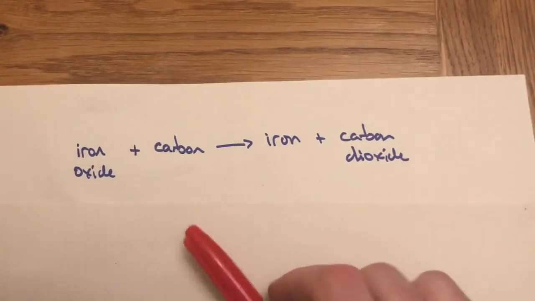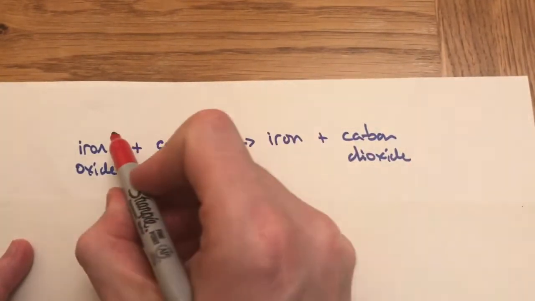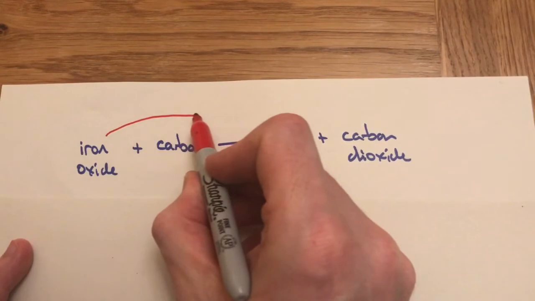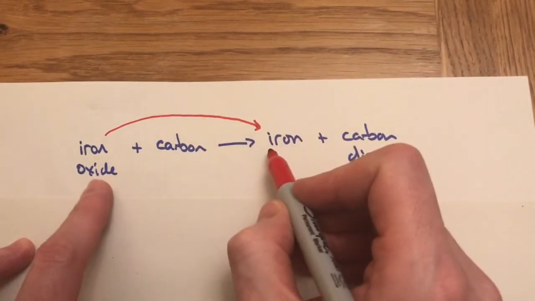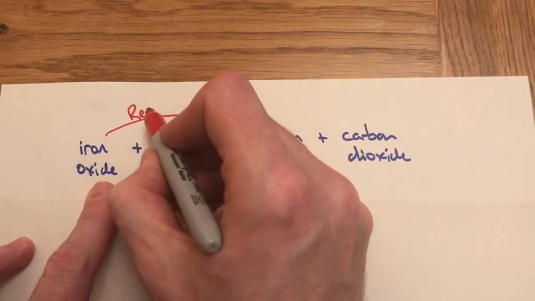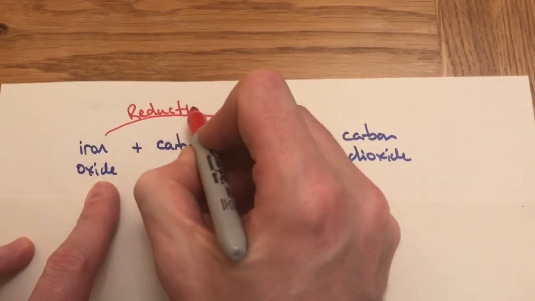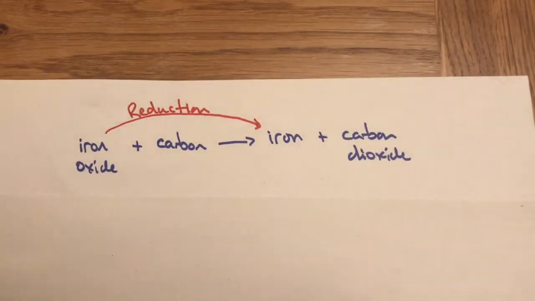In terms of a type of reaction that's going on, we talked about displacement, but this is a second type of reaction because if you look at the iron's gone from iron oxide to iron, and to do that we have removed oxygen, and the removal of oxygen is called reduction. So that is a reduction reaction because we are removing oxygen.